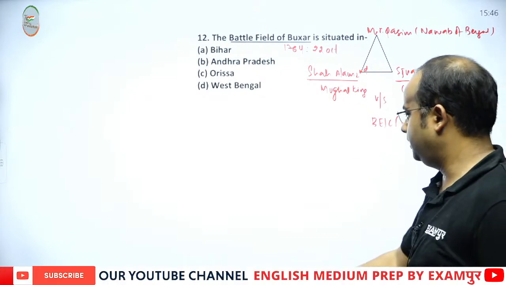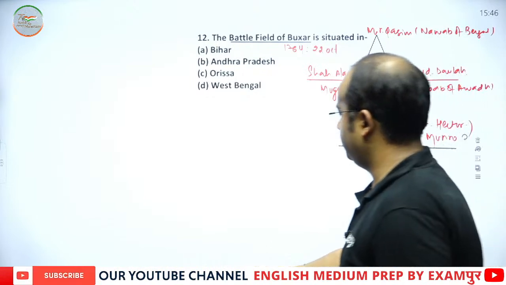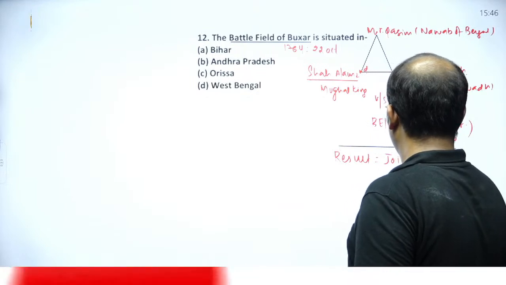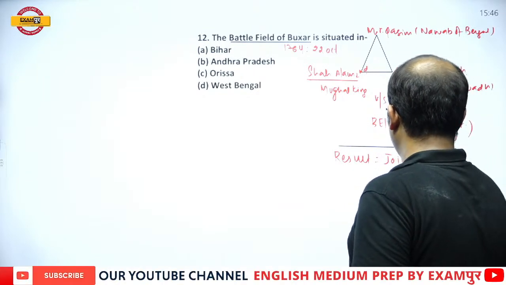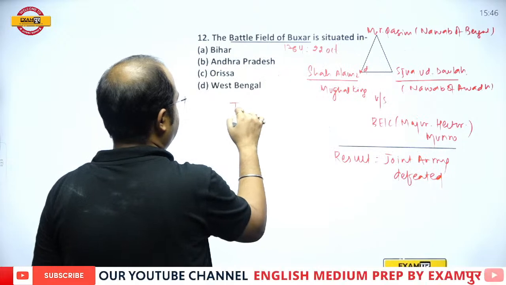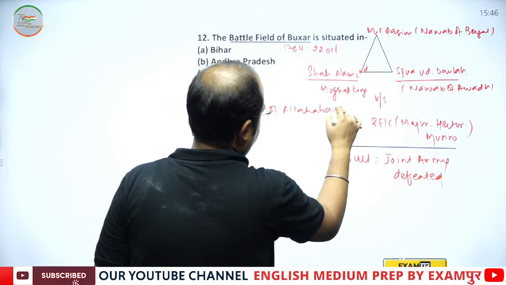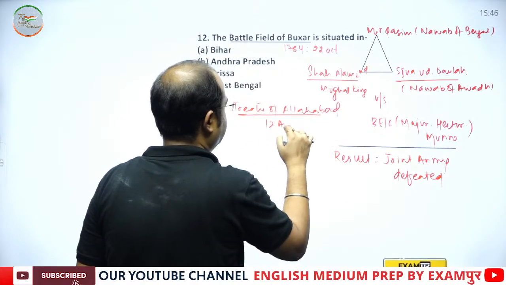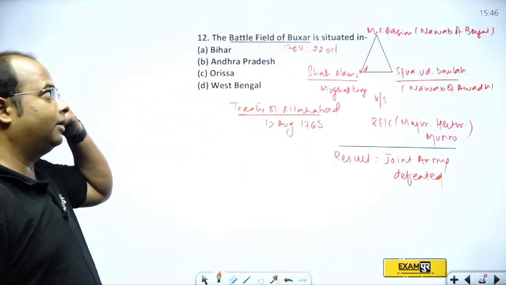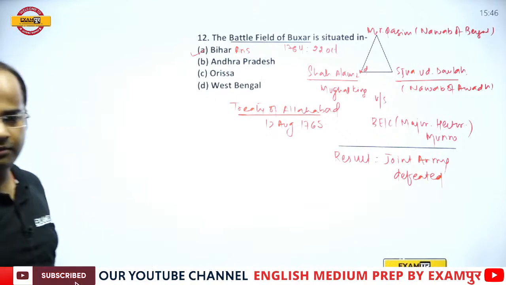And finally what happened? The joint army was defeated. Result, the joint army was defeated and they were forced to sign the Treaty of Allahabad on 12th August 1765. So Buxar is located in Bihar.